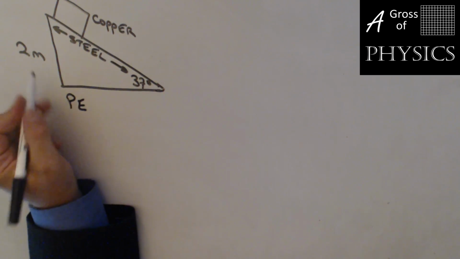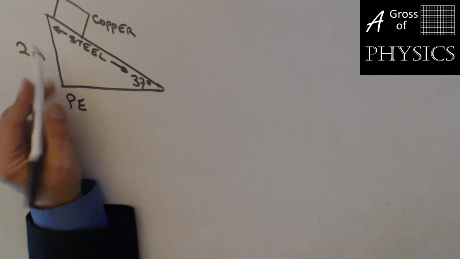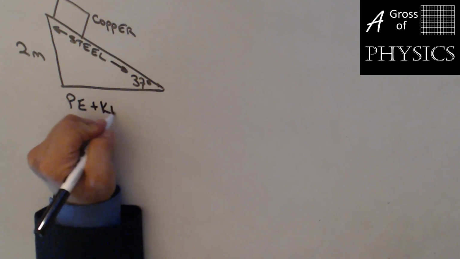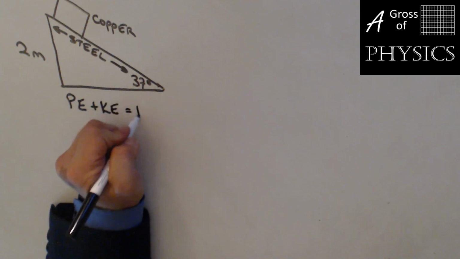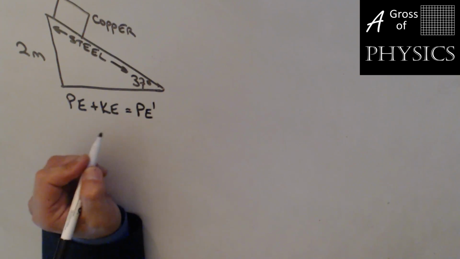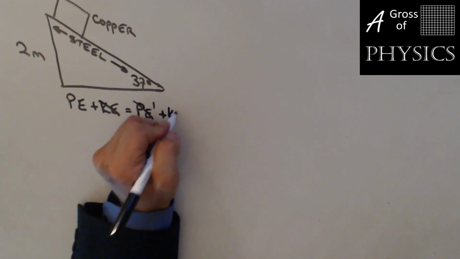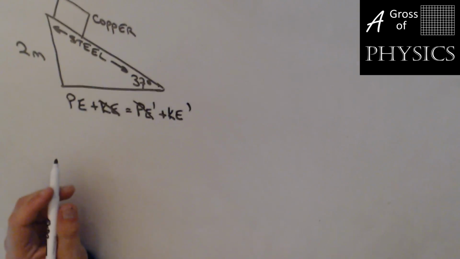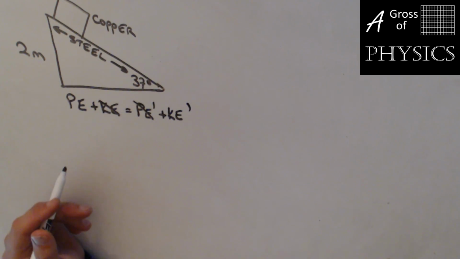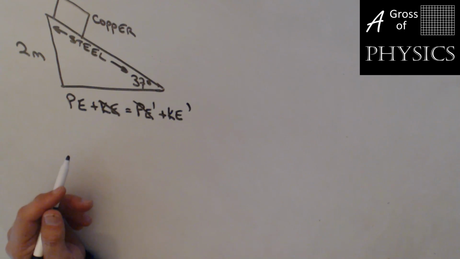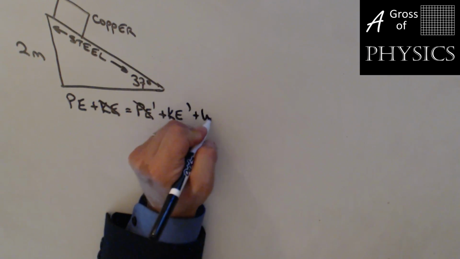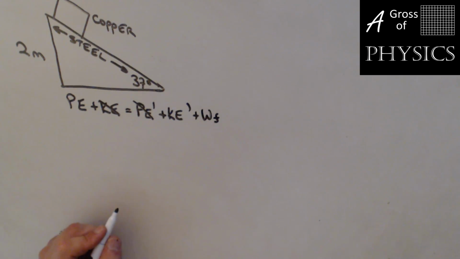We could say the potential energy at the top is based on 2 meters of height, has no kinetic energy, and then the potential energy at the bottom is 0. So these terms would cancel, and we could find the kinetic energy at the bottom. Unfortunately, though, because of the fact that we have friction involved, we're going to have to add WF over here.